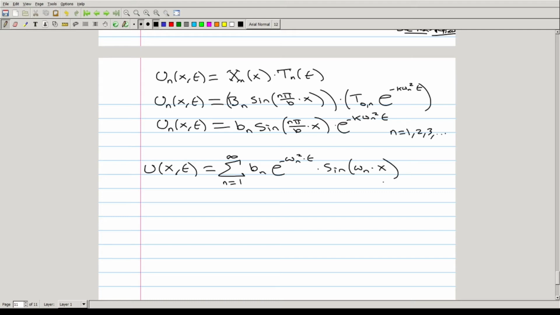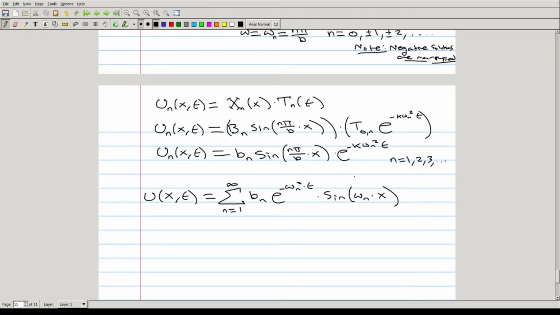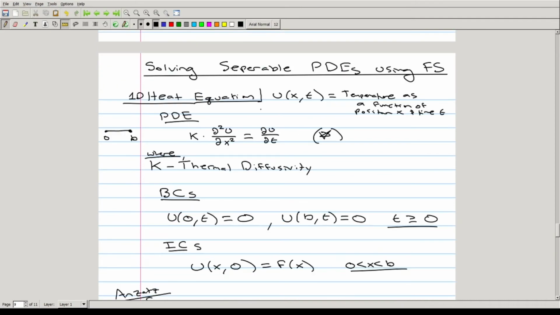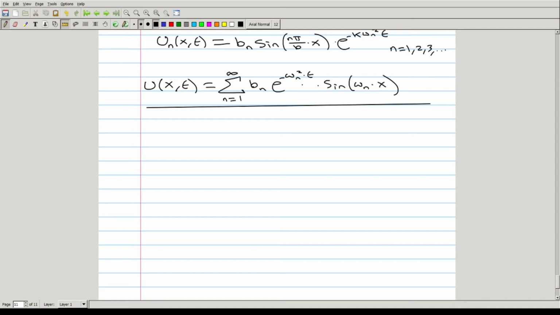And as long as this series is uniformly convergent, which we can very easily show that it will be for a certain class of initial conditions, we have that this infinite summation is the general solution to this partial differential equation. Because if this is a uniformly convergent series, we can do term-by-term differentiation, and this infinite series will satisfy this partial differential equation.